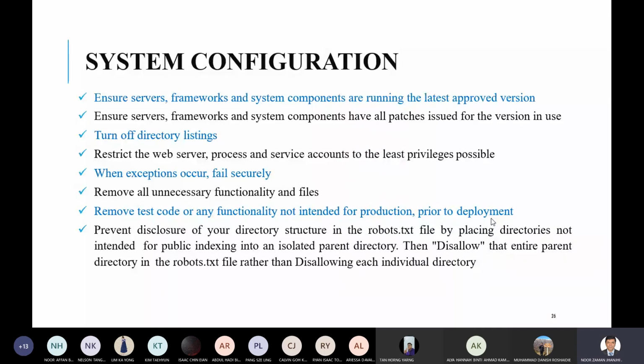We need to ensure that framework and system components have all the patches, whatever updates are coming. We need to restrict the web servers, and run the service accounts with the least privileges possible. And for each and every step that we discussed, failure is there, so we need to allow safe failure as well. These are all the important aspects of the points that we discussed.